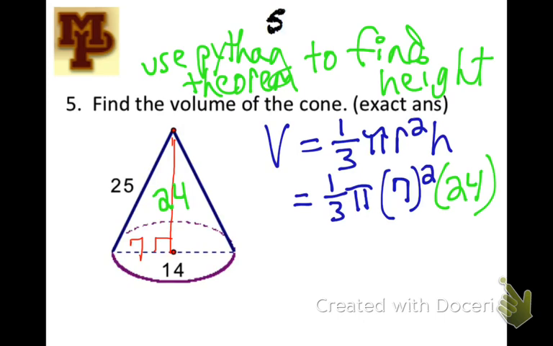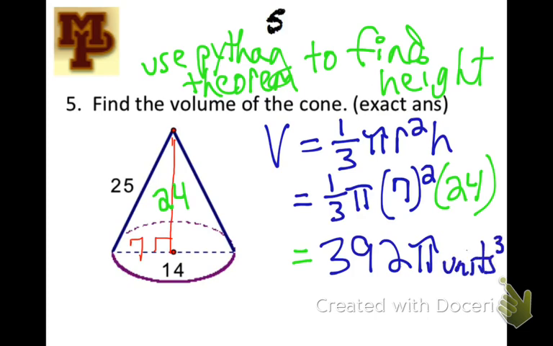So now, for the exact answer again, we multiply all the numbers together and leave the pi, carry the pi along for the ride. So this would be 392 pi, and again, that's cubic units, whatever the units turn out to be.